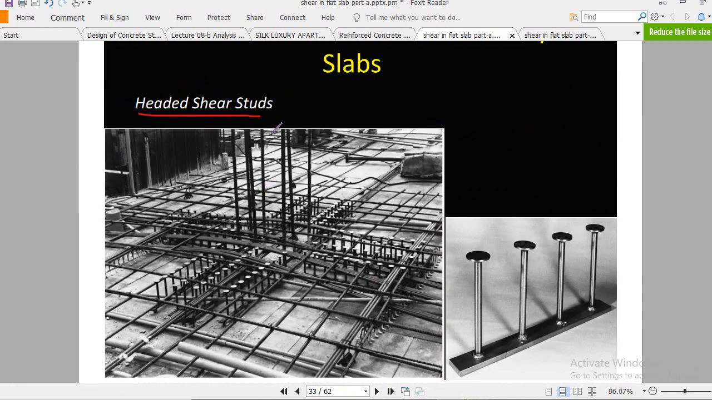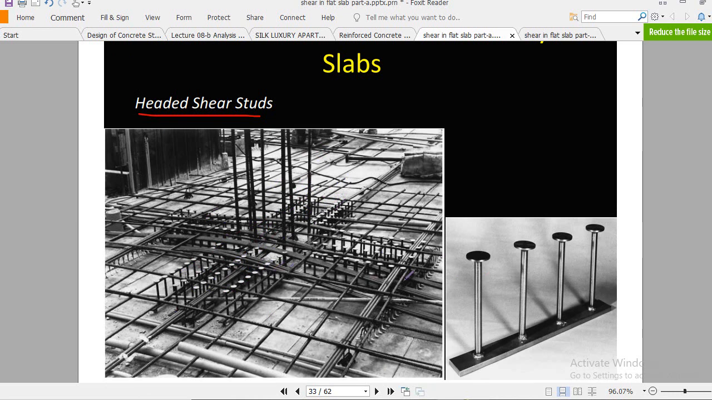This is the important one, and we will do some numericals on it. Now this is important. You see here they are placing the shear studs in 3 rows in this direction and 3 rows in this direction. Such kind of arrangement will be provided.